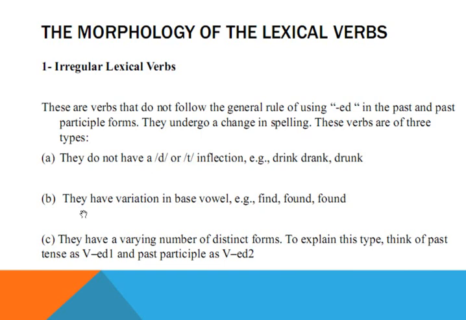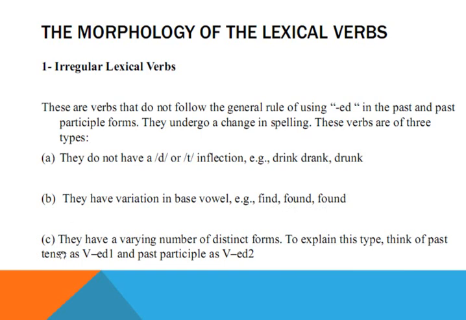Some other verbs have variation in the base vowel. When we say the base vowel, we mean the main vowel of the verb. For example, find, found in the past, and found in the past participle. We can see that we change the I vowel into O and O.